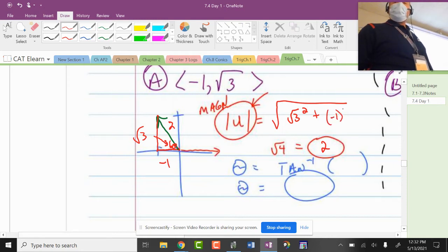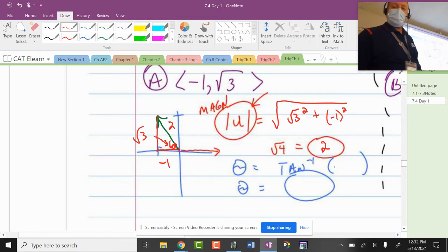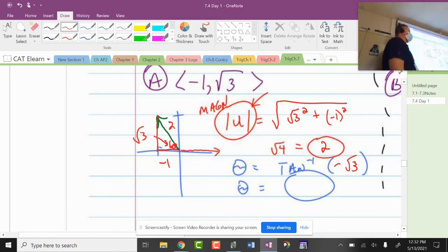What's negative 1 squared? 1. 1 plus 3 is 4. What's the square root of 4, everybody? 2. Okay, now watch the robots that don't figure this out because of chapter 2 and 3 and never getting that 30, 60, 90 stuff, which makes me want to jump out a window. I think I'm on the first floor here.